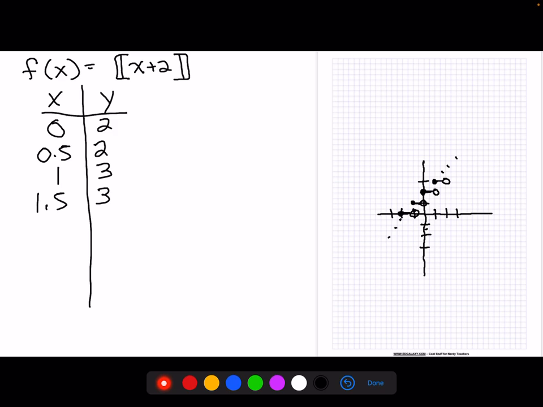All right, so that in a nutshell is the greatest integer function. Nice little step function. And then you just have to think about what's happening at the endpoints and between them, and then when does it step up to the next level.